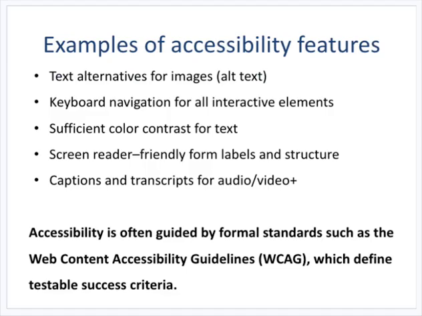Some examples of accessibility features are text alternative for the images, or we call it alt text, which screen reader reads when the focus goes to that image. Keyboard navigation for all the interactive elements, sufficient color contrast for text on the web pages, screen reader friendly form labels and structure, and captions and transcripts for audio or video. Accessibility is often guided by formal standards such as Web Content Accessibility Guidelines, or in short WCAG, which define testable success criteria.